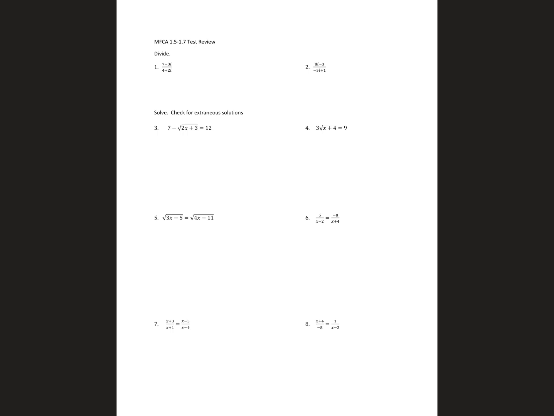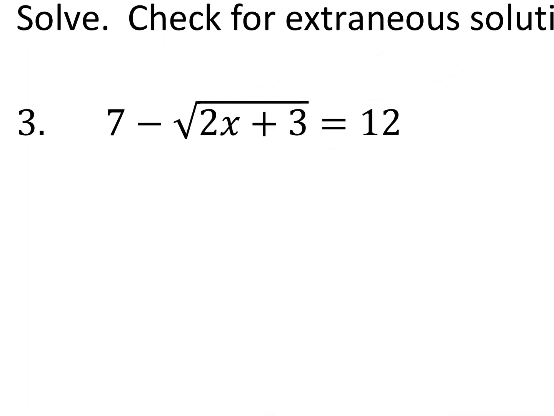Right, let's do number 3. Whenever we have square roots, we want to isolate our radical. So what should I do first? Before I can square both sides, I need to get the radical all by itself. So what do I need to do? Subtract 7. So we have negative square root of 2x plus 3 is equal to 5.